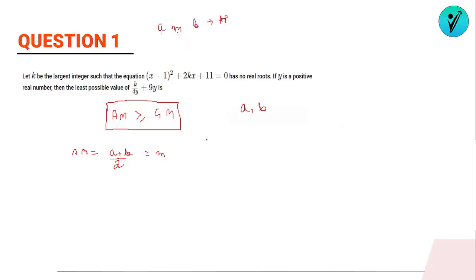Similarly, the geometric mean of a and b will be the square root of a into b. Now what does geometric mean stand for? Suppose we have two numbers a and b, and we calculate the geometric mean of them, say G. Then a, G and b will be the terms of a GP. So arithmetic mean including the two numbers forms an AP, and geometric mean including these two numbers forms a geometric progression. This is what arithmetic mean and geometric mean are.